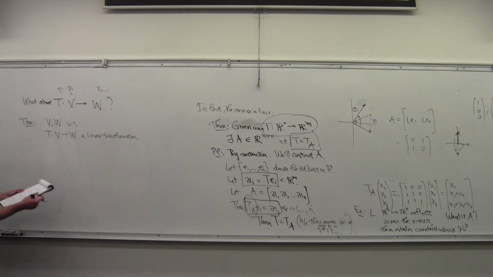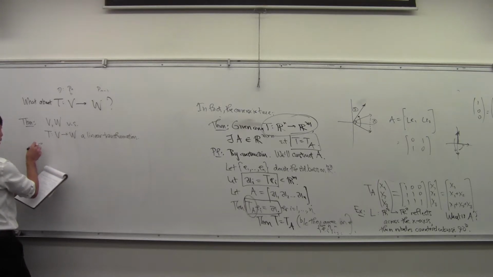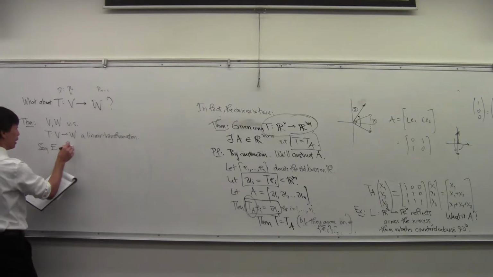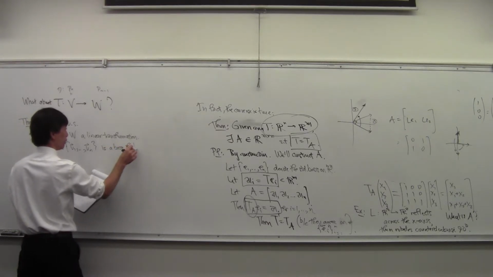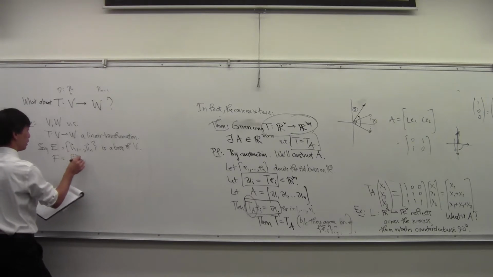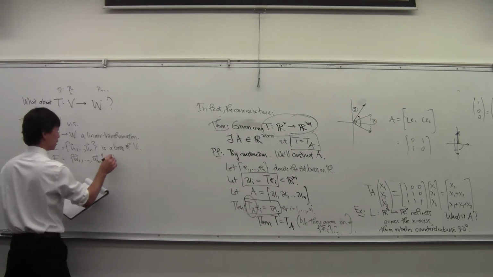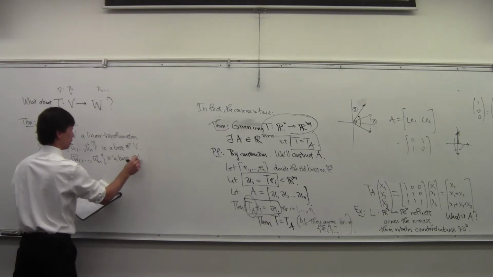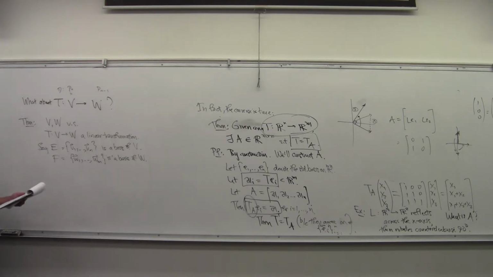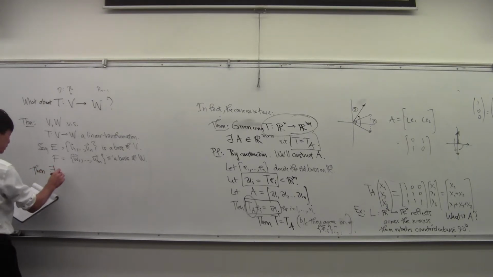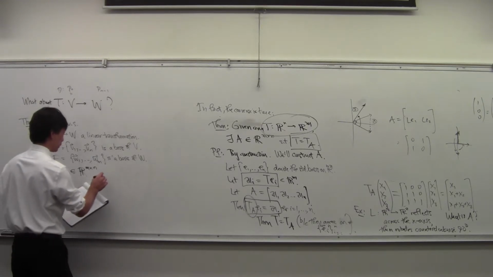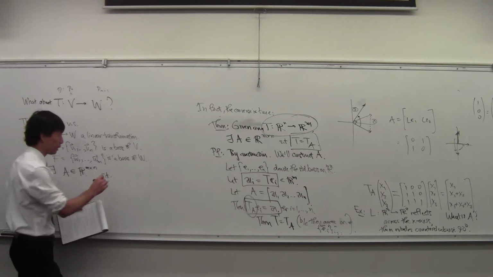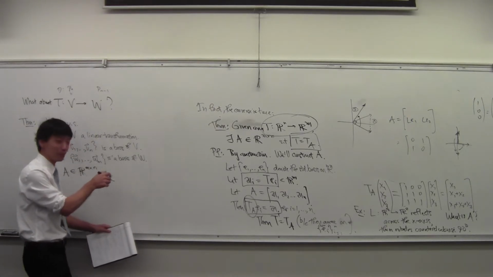But you'll see what we're going to do. Say that E, being V1 through Vn, is a basis of V, and F, being W1 through Wm, is a basis of W. Then there exists a matrix A, an m by n matrix, such that, and this is the tricky part, so watch this.